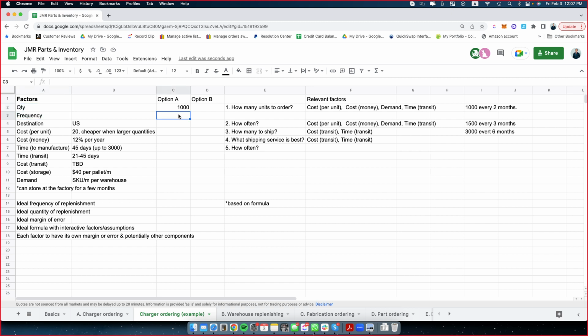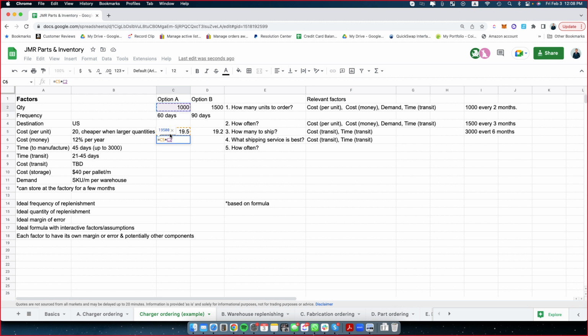So, frequency: let's say every 2 months, so we'll say 60 days. And option two would be 1,500 every 90 days. Then I'll be calculating what we'll pay per unit. I'm just going to give random numbers: it's going to be 19.5, and in this case, 19.2. Then the cost of money, we'll have to calculate, because it's going to be this amount multiplied by this amount.